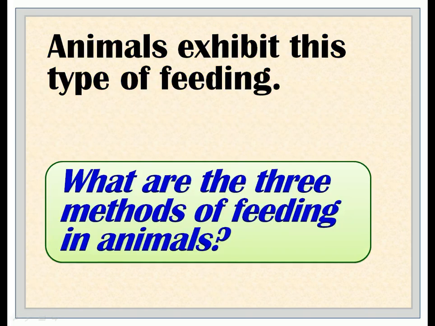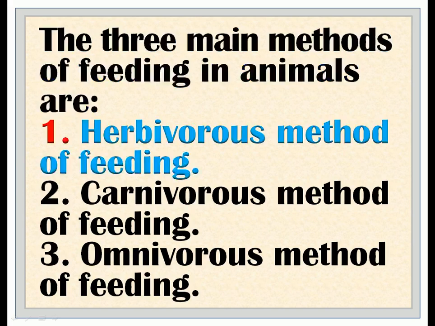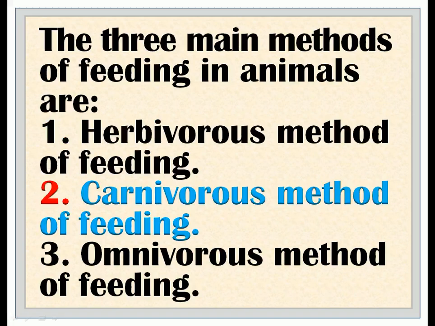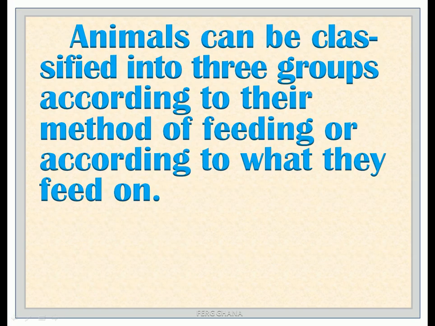What are the three methods of feeding in animals? The three main methods of feeding in animals are 1. Herbivorous method of feeding. 2. Carnivorous method of feeding. 3. Omnivorous method of feeding. Animals can be classified into three groups according to their method of feeding, or according to what they feed on.